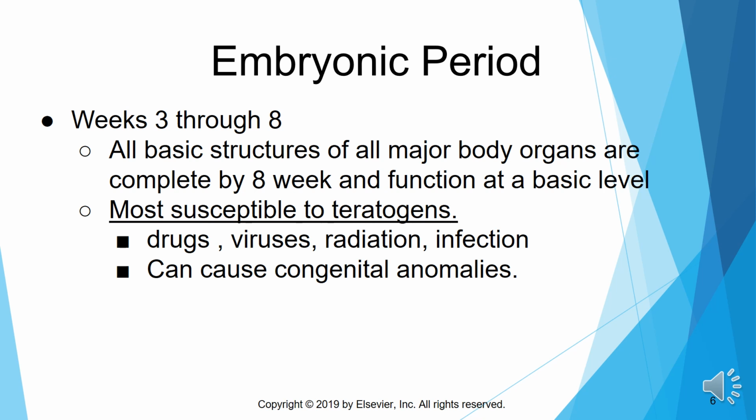So remember how we said at conception, you don't really have to worry about teratogens. There's not a good blood supply. This period of time, week 3 through 8, is when the fetus is most susceptible to teratogens, or outside chemicals and factors affecting its development and potentially causing congenital anomalies. So susceptible to drugs, viruses, radiation, infection. So it's really important to be very careful during these weeks.